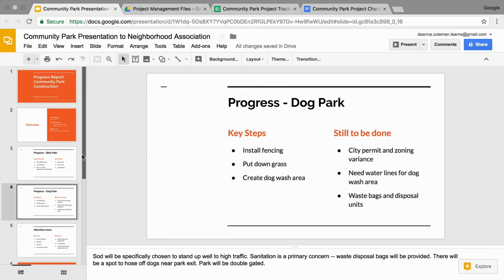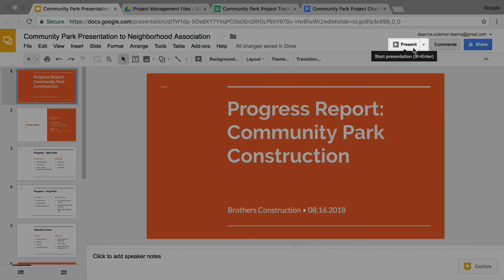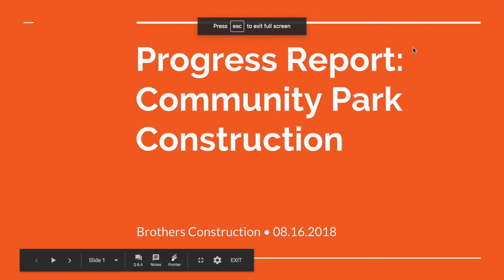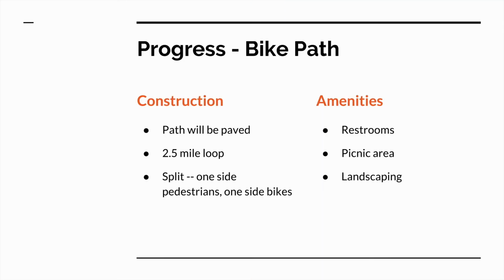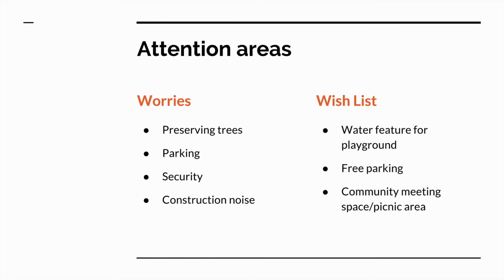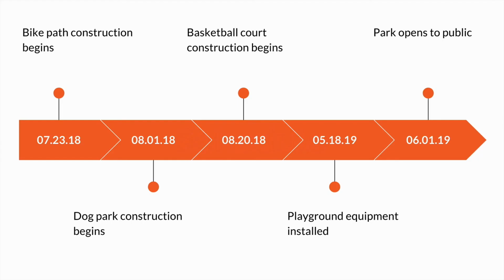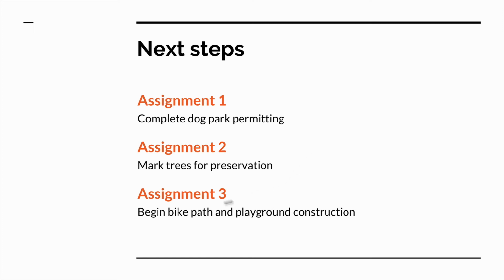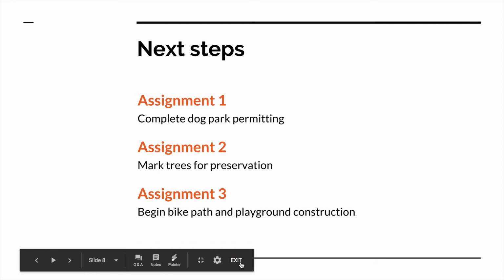To view your presentation the way your audience will see it, choose Present. Use the arrow keys or click the mouse to advance to the next slide. Exit Present mode to make changes to your slides or add more speaker notes.